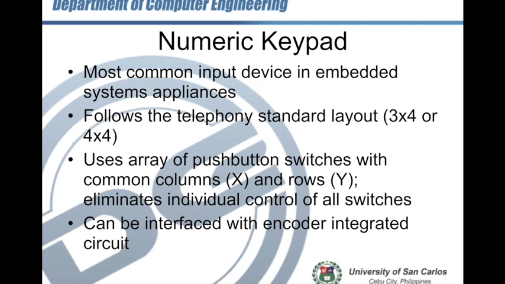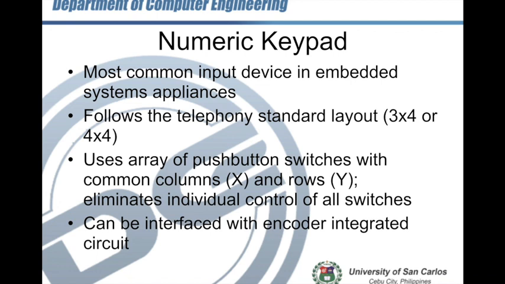The construction of the keypad is using an array of push button switches with common columns and rows, which eliminates the individual controls of all switches. So for example, if you have a 4 by 4 switch, or a keypad, that would mean that there are 16 individual keys and 16 individual switches as well.